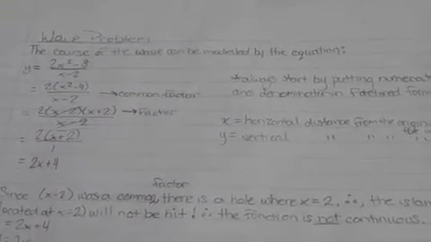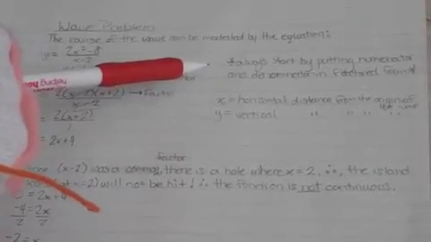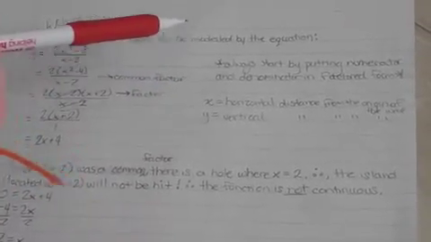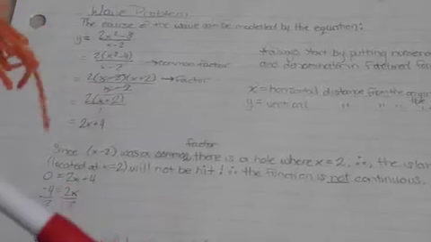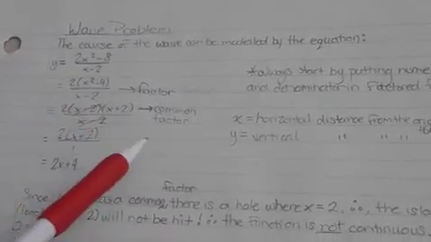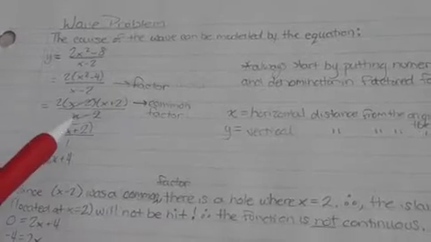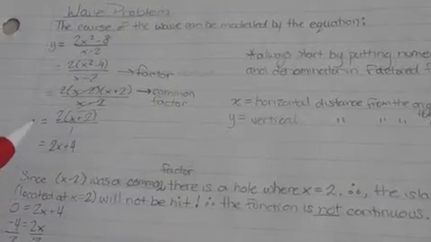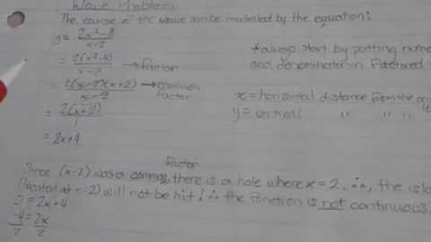Wow, that's pretty cool. Remember to always start by putting the numerator and denominator in factored form. I know. We can start out by factoring x squared minus 4, and then we can common factor out x minus 2. And if we common factor x minus 2, that means there's a hole at x equals 2.